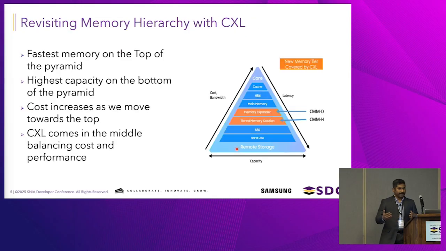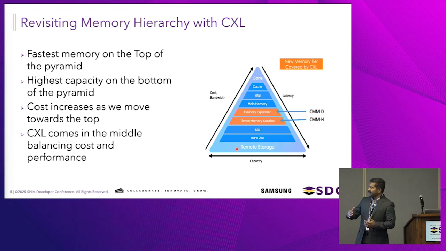So that's when we introduce CXL, right? This diagram is repeated in different forms in the previous sessions also, but I'll just touch base on that. On the top side of the memory pyramid, you have all the faster, smaller capacity memory tiers, and the bottom is normally the storage.